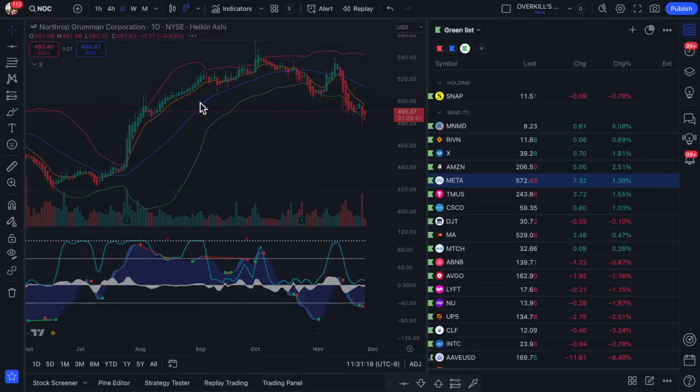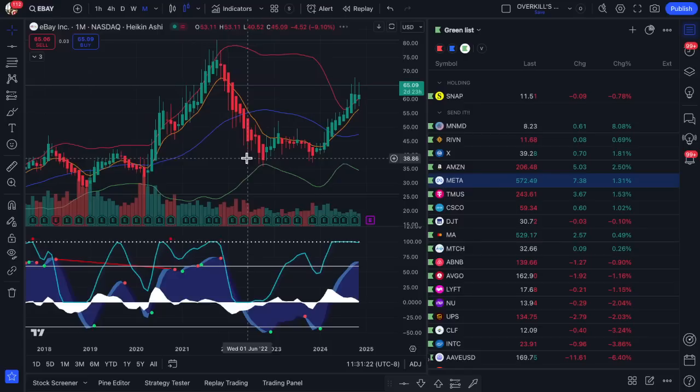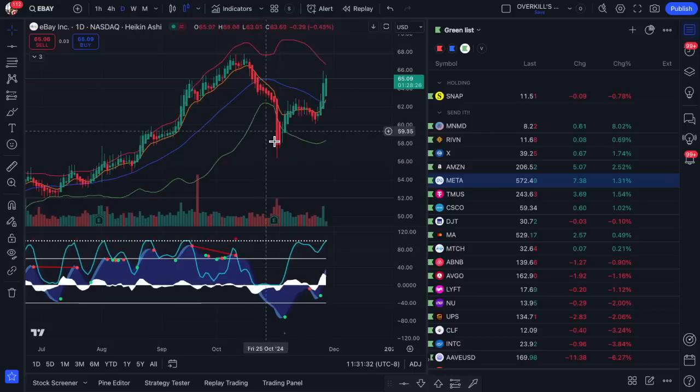eBay. What are we doing first? We're checking the monthly. We want to make sure the monthly is in our favor. Wonderful. eBay's had a nice run off its monthly dot there back in January. $40 all the way up to 68. Beautiful trade there, and it is breaking out.